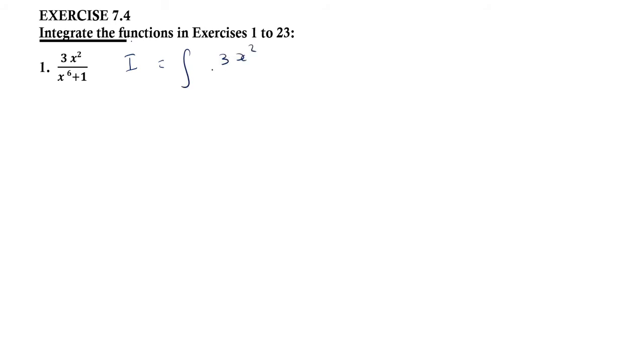integral 3x square divided by x raised to 6 plus 1 dx. I am writing it as x cube the whole square plus 1. Now we can do integration by substitution. For x cube, if we put t, we will get 3x square dx as dt. So let us put x cube is equal to t. Then we have 3x square dx is equal to dt.